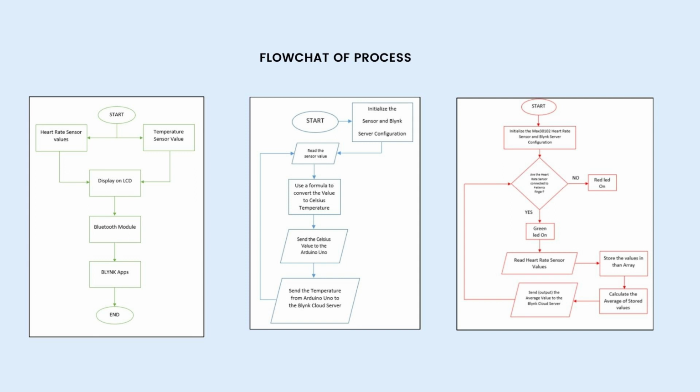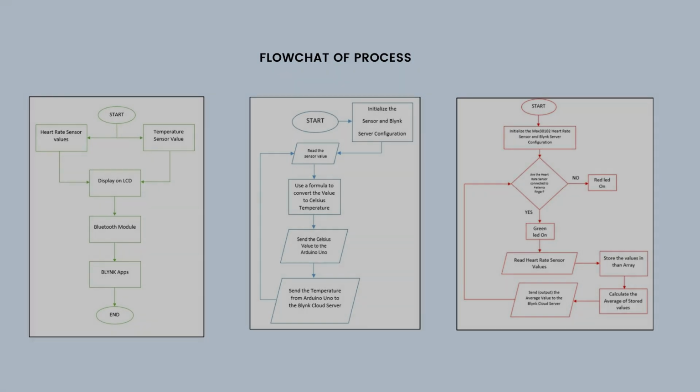For the flow chart of the process, firstly this is the process for the heart rate sensor, the middle is the process for the temperature sensor, and lastly the flow chart is for both sensors connected through the Wi-Fi module to the Blynk application for our system.